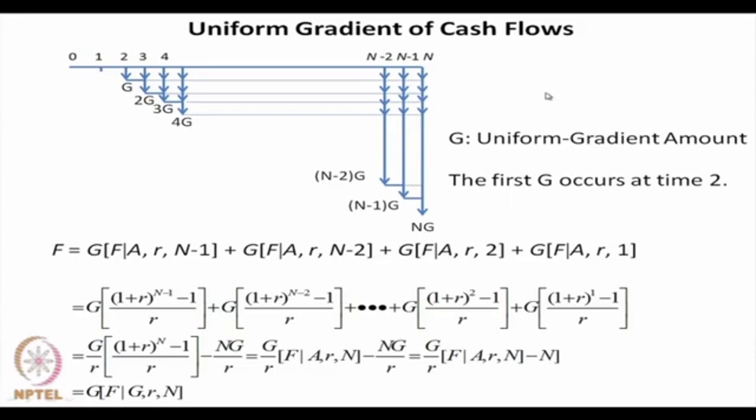Now, we will discuss a very interesting case of cash flows that increase in a uniform gradient manner, or with a uniform gradient. Look at this. We are now considering a cash flow at the end of the second year. I am assuming that there is a cash outflow of the amount G. At the end of the third year, I am assuming it is 2 G. At the end of the fourth year, it is 3 G. And like this it continues up to the nth year.